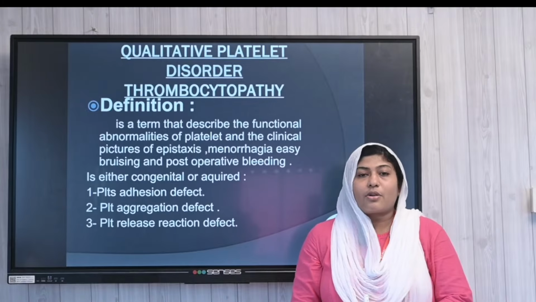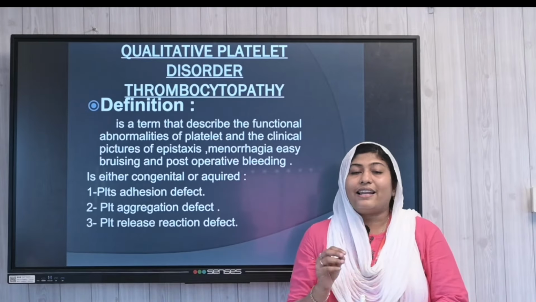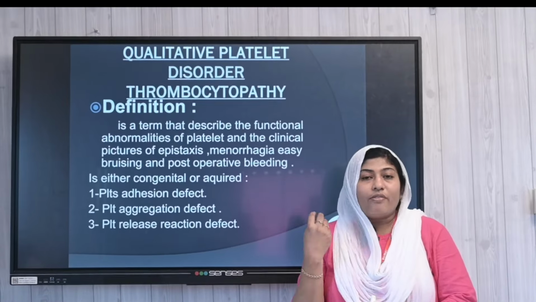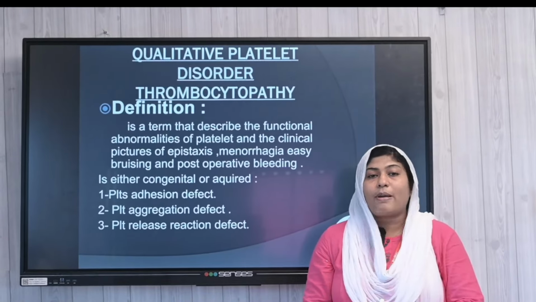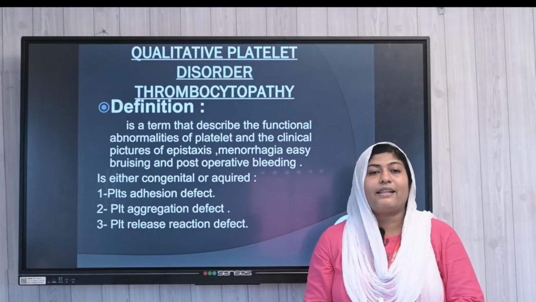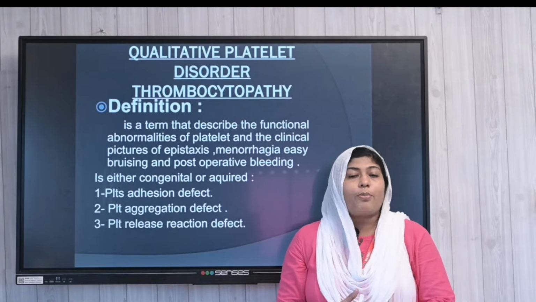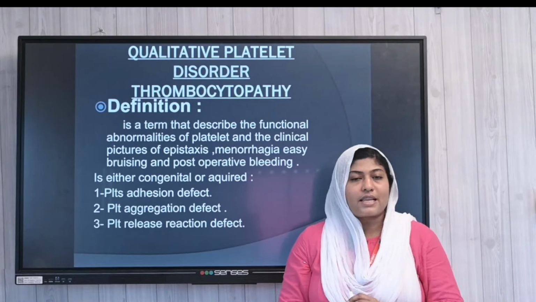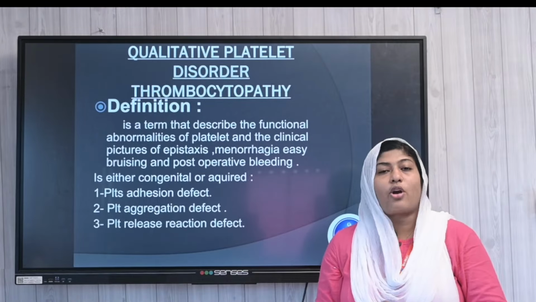Under the microscope, we can see the platelet having light blue colored granules. Under electron microscopy, we can see granules inside the platelet. Platelets can mainly have two types of problems. It may be a quantity problem or a quality problem.